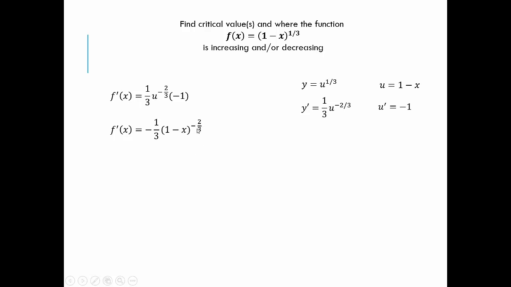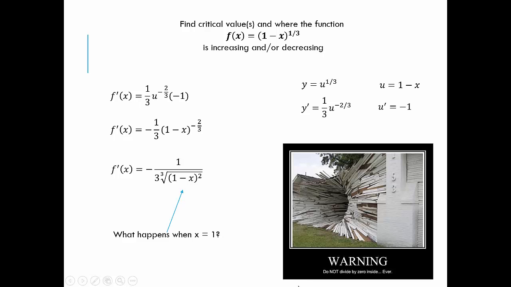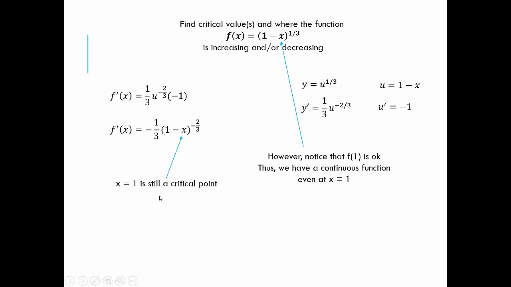And then I just simply picked this negative 2/3, moved it to the bottom, which made it a cubed root, and this squared. You didn't have to do this step, but the reason I do this step is it makes it very, very clear to see if I plug in a 1 right there, bad things are going to happen. Because if I plug in a 1, I'm going to end up dividing by 0. So 1 is still a critical point.